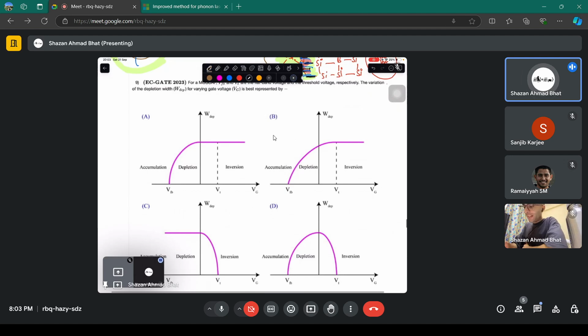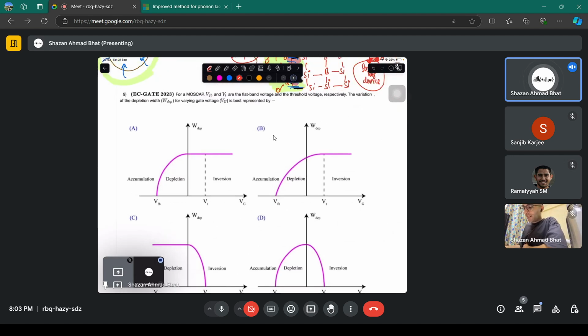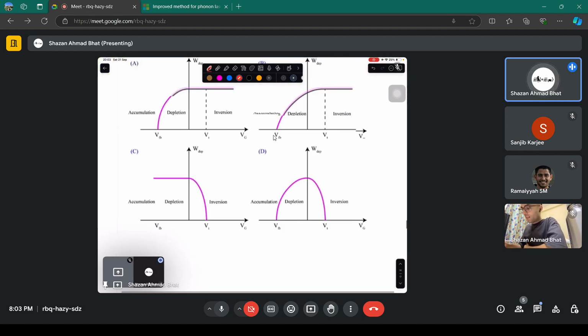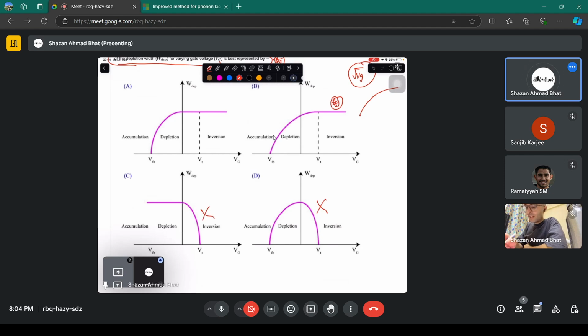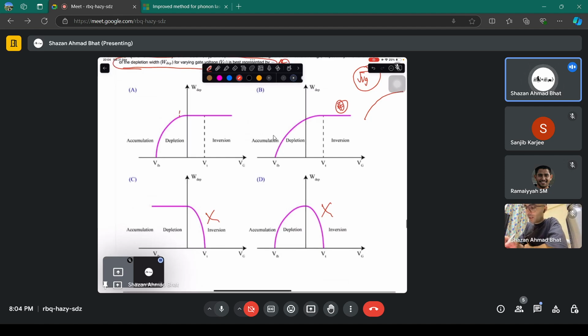So let's go to question number 9. For a MOS capacitor, you have to find the depletion width variation for the varying gate voltage. You know that the depletion width varies as the square root of the surface potential, and you can control the surface potential by the gate voltage. So the variation should look like this. It cannot have a peak like this. It should be a smoothly varying function, a square root.